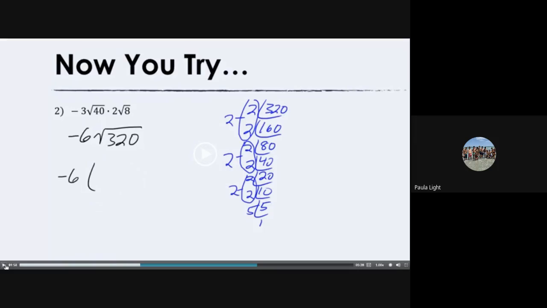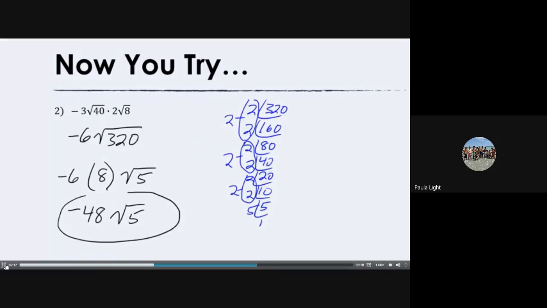All these pairs came out as singles, and when they come out to the left of the radical symbol, they get multiplied together. 2 times 2 times 2. Now take that 8 and multiply it by the -6, so out to the left of the radical symbol is going to be -48. 2 times 2 times 2 is 8. And I'm left with the square root of 5. This gives me a final answer of -48 times the square root of 5.